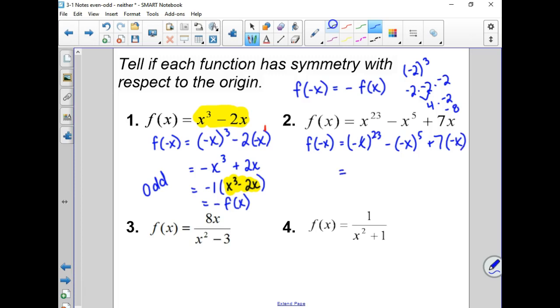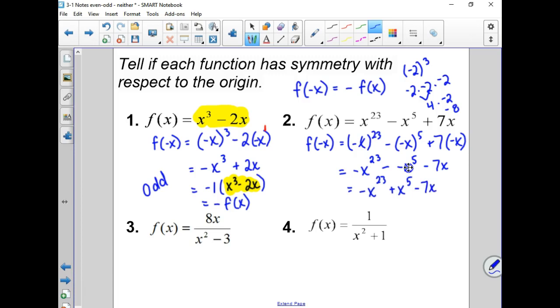So what happens here, we have negative x to the 23rd. 23 is an odd number, so that means we're going to have negative x to the 23rd. We're going to subtract. Here we've got negative x to the 5th power, so that's going to give us negative x to the 5th. It's odd, so it keeps that negative. And then we've got 7 times negative x will give us negative 7x. Now right here we have two negatives together, and a negative times a negative gives us a positive. So we end up with negative x to the 23rd plus x to the 5th minus 7x.